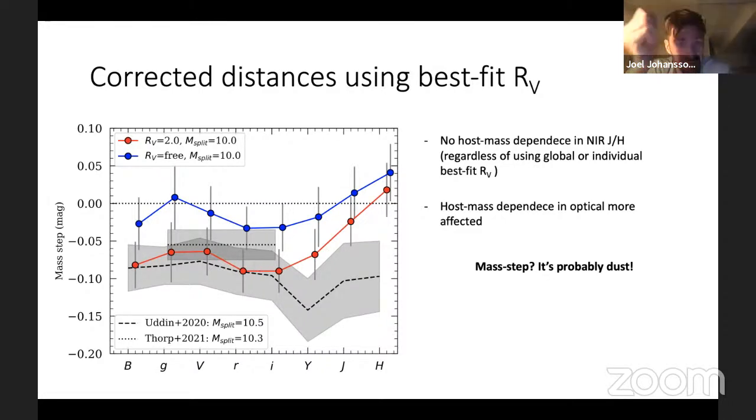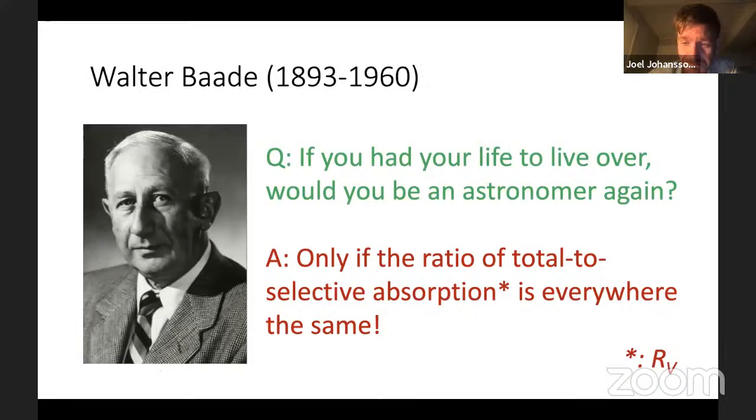While if you use this individually best fit measured RV for every individual supernova and correct using that, this mass step, I would say, vanishes, or gets less pronounced. So to be a bit Swedish, I will not say it's definitely dust, but I will say that it's most likely or probably dust effects that we're seeing.